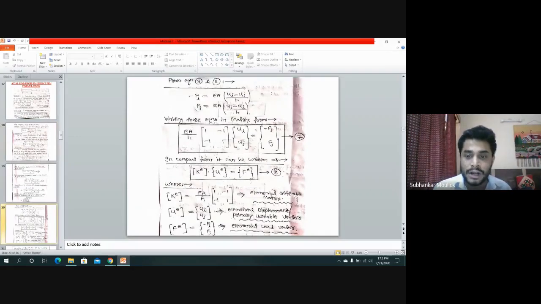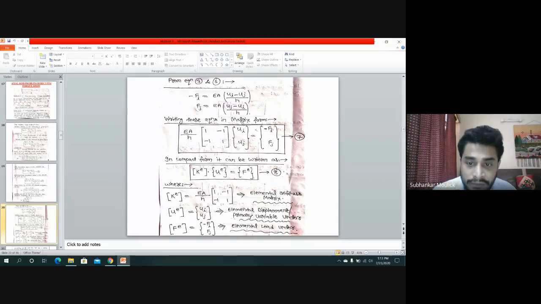So this Ke is called the elemental stiffness matrix. Again, this vector term, which vector term? This column matrix, Ui, Uj. I am representing it by Ue. And what is this Ue? Ue is nothing but the elemental displacement variable or primary variable vector. This Ue, which is nothing but the column matrix Ui, Uj, that means a 2 cross 1 matrix, is known as the elemental displacement vector or primary variable vector.